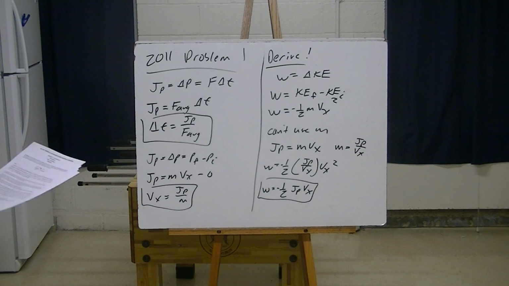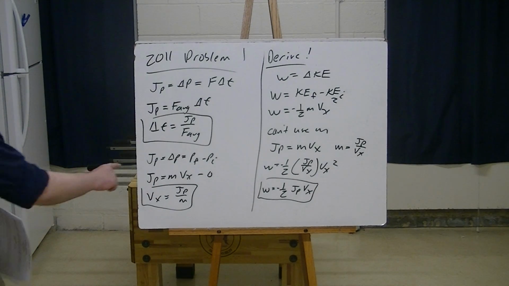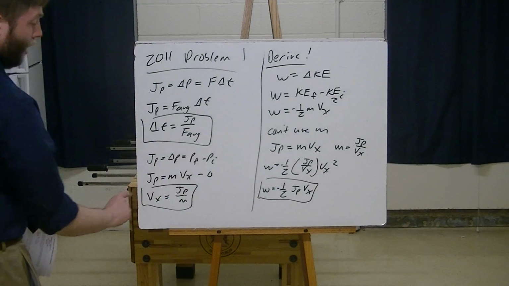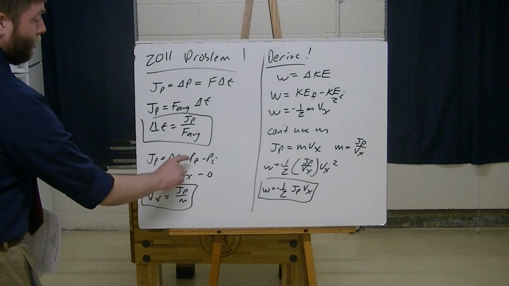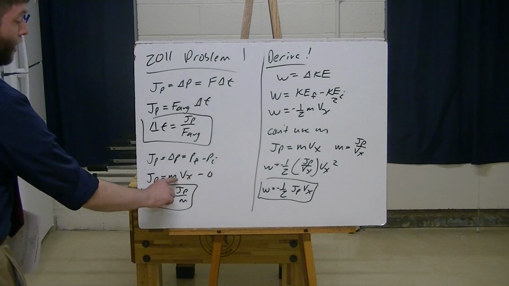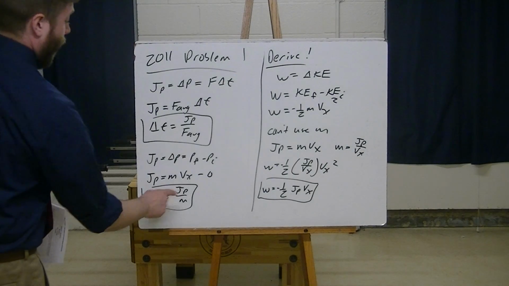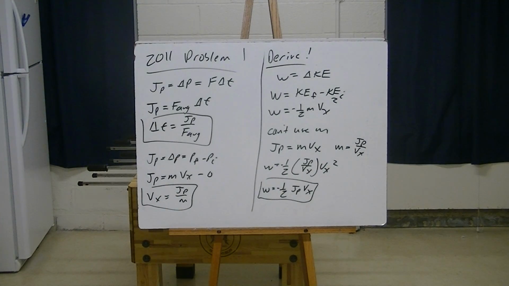Part B is also pretty okay. They now ask us to determine an expression for the mass of the projectile. Well, JP is equal to the change in momentum. We remind ourselves that momentum is m times v, and since the initial momentum was 0, that means that the final momentum is m times vx, one of the given quantities, so vx is equal to JP over m.